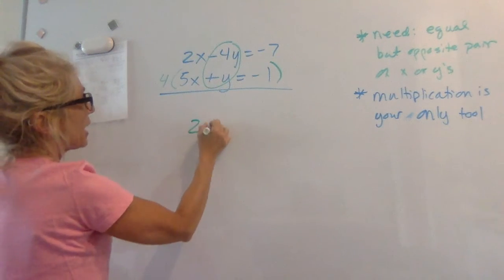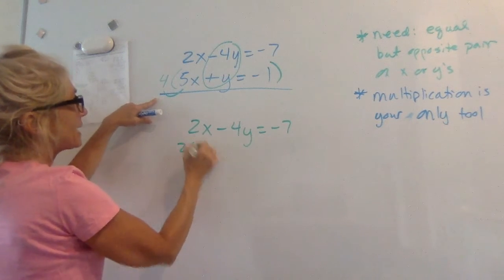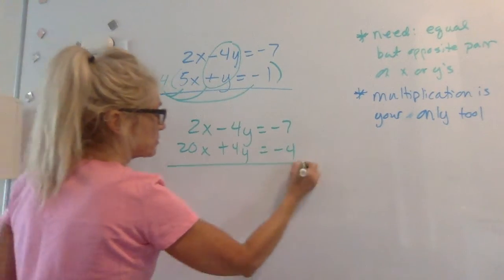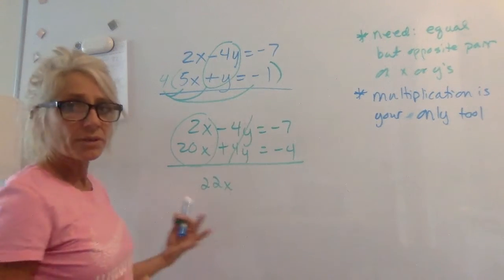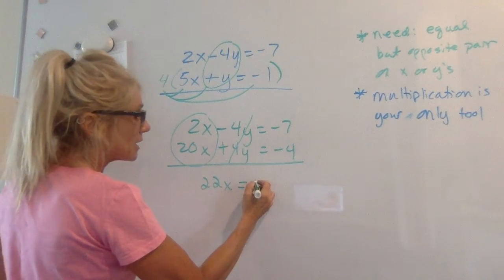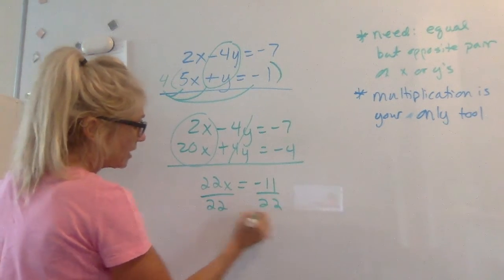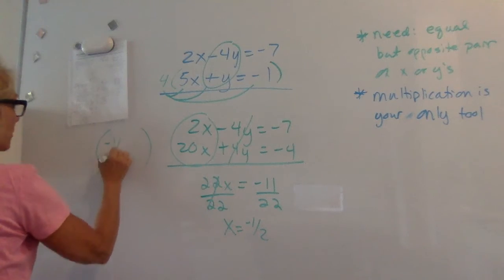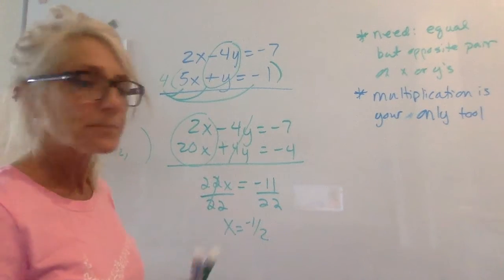So making that decision, the top would stay the same. I'm not doing anything to the top. And then as I distribute, the bottom will have a 20x, a +4y, and a -4. Now I do my combining. These combine to be 22x. These cancel or eliminate. And then this is going to give me a -11. So when I go through now to divide by 22, this actually ends up being a -1/2 as my x value. So that's not awesome, but at least it's still a reasonable answer.